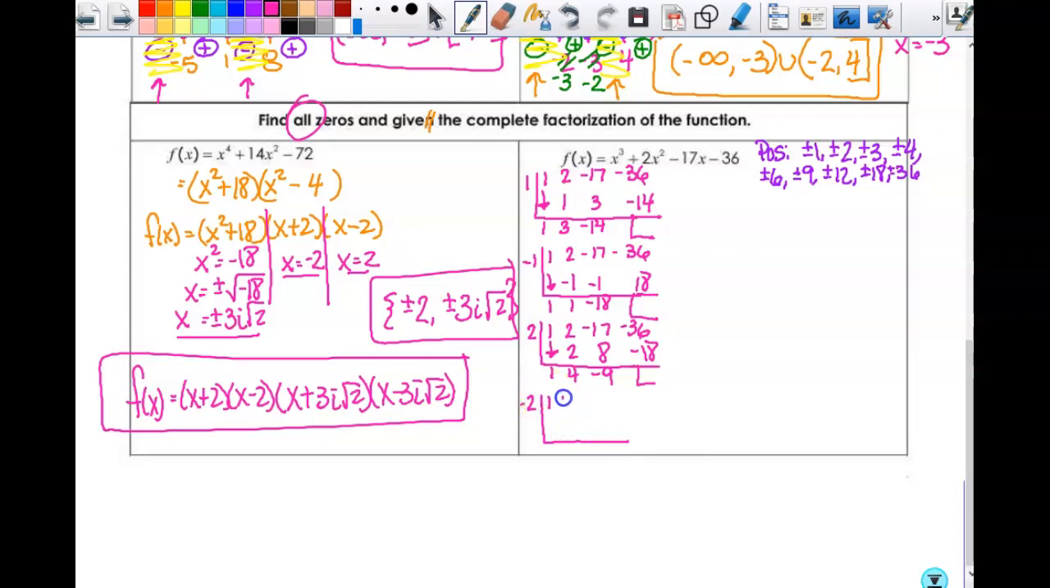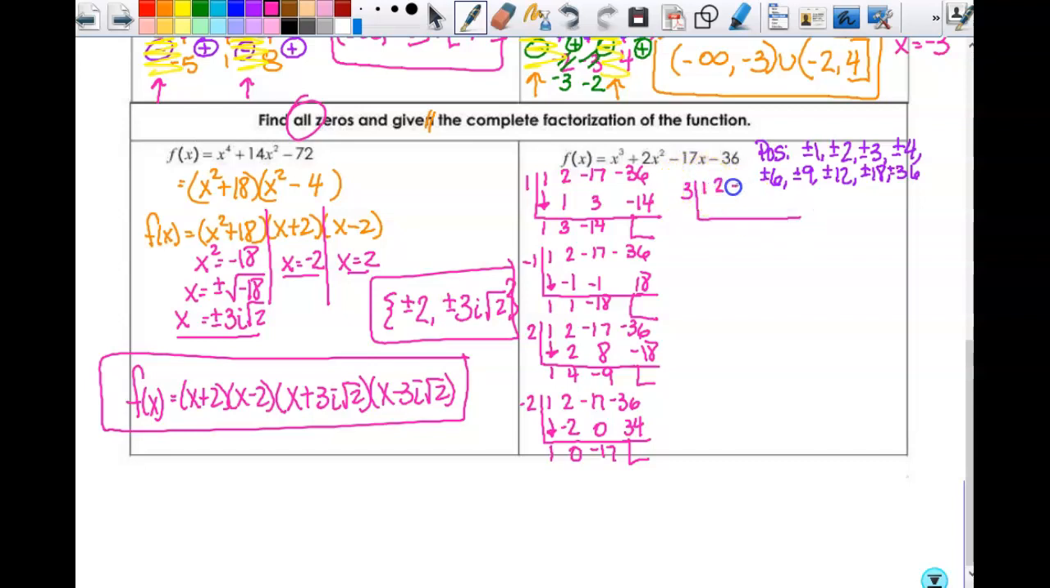Can do 1, 0, negative 17, negative 36. So I bring this down. 1, negative 2, 0, 0, negative 17. Oh, getting closer here. Oh, look at that. That's going to give me a positive 34. Still doesn't work. Okay, so then I can try 3.